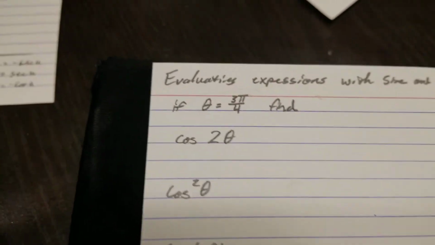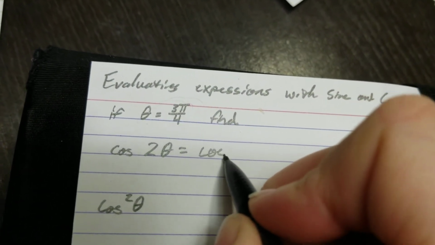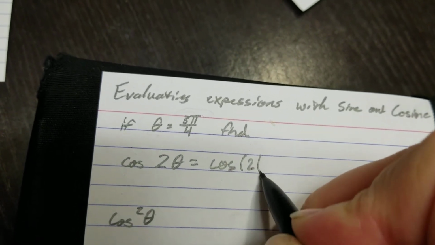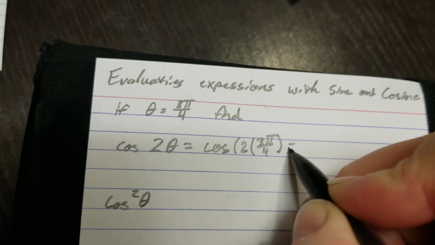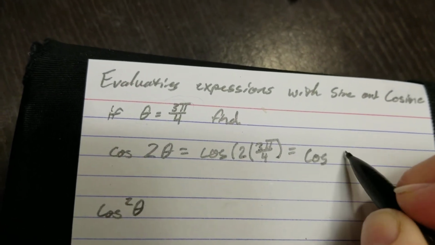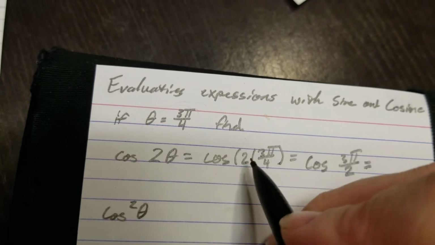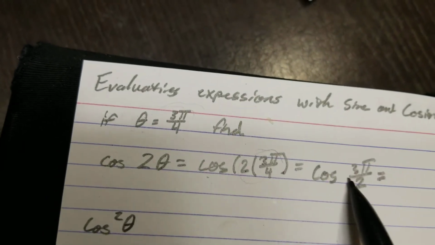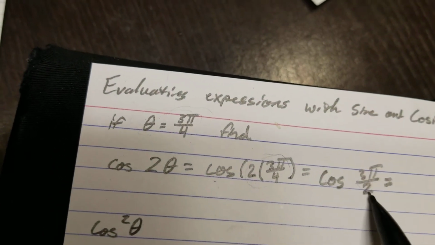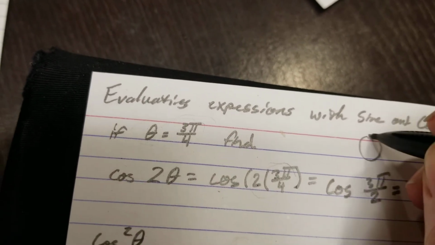So, starting here, I am going to do cosine of 2 theta. That's cosine of 2 times 3 pi over 4, which is cosine of 3 pi over 2. Okay? You need to multiply this before you take your cosine. So cosine of 3 pi over 2, you need to remember your unit circle. Okay?